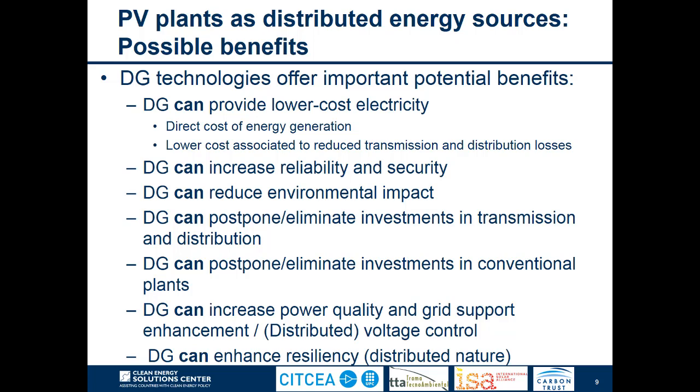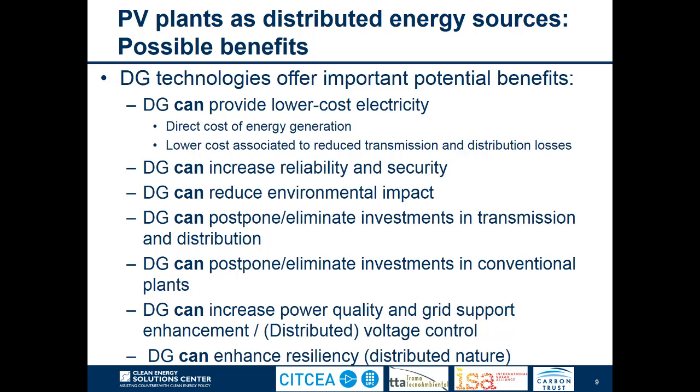In this case, for example, if we install PV power plants or distributed generation in some locations of the network, we can avoid investment in the network, which can be expensive and difficult to execute. The same can be said for investments in conventional power plants. Distributed generation can allow us to postpone or eliminate such investments and replace them with distributed generation.